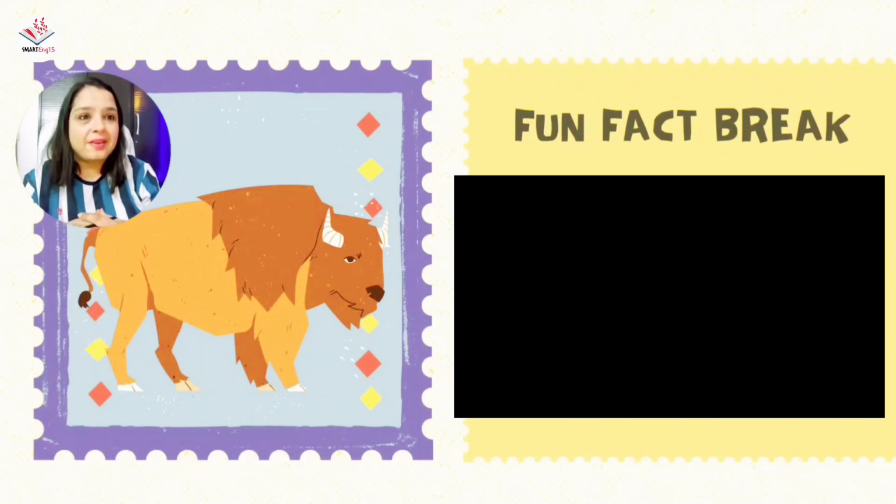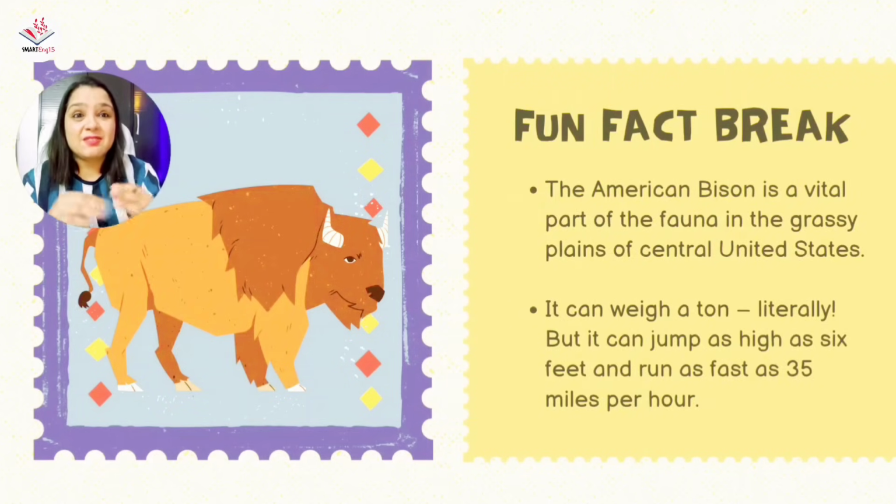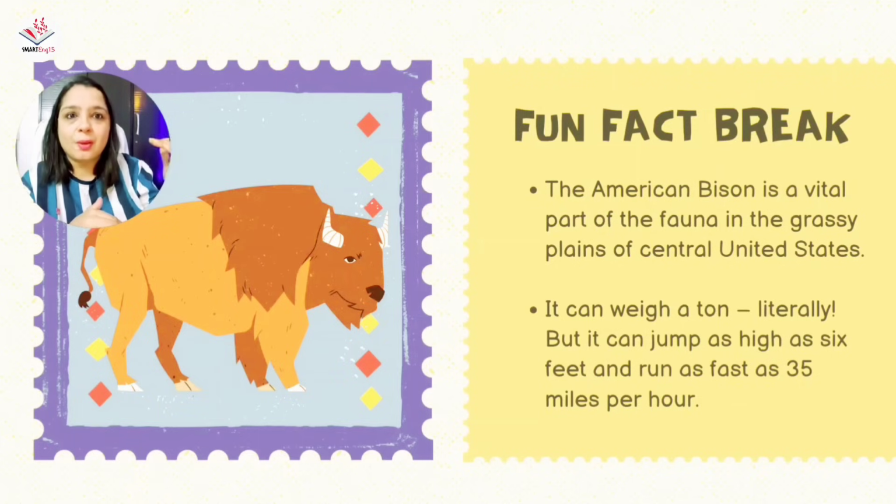So this is an American bison, and it is a vital part of the fauna in the grassy plains of central United States. You would definitely be amazed to know that it can weigh a ton. Literally, seriously, it can weigh a ton, but it can jump as high as 6 feet and run as fast as 35 miles per hour. 1 ton वेट होने के बाद भी ये एनिमल 6 फीट जंप कर सकता है और 35 माइल्स पर आवर की स्पीड से ये भाग सकता है, रन कर सकता है.